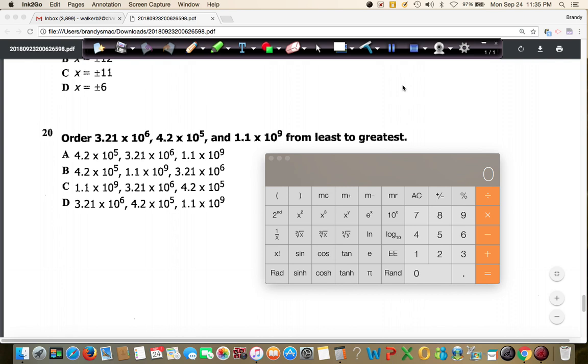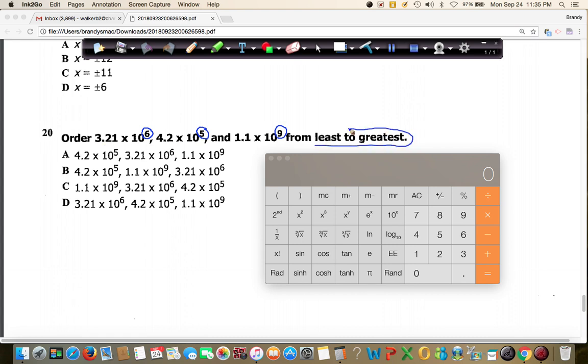Okay, number 20, the last one. Order 3.21 times 10 to the 6th power, 4.2 times 10 to the 5th power, and 1.1 times 10 to the 9th power from least to greatest. Okay, a couple of things, and you may have forgotten from class last year, and that's absolutely okay. Whenever you have to order scientific notation, honestly, if you just look at the exponents, all you have to do is put them in order. Now, if you have the same exponents, then you can look at your decimals and figure out which one is least to greatest. But really, since these have 3 different exponents, you could put the numbers 6, 5, and 9 in order from least to greatest, and the entire problem will be solved.